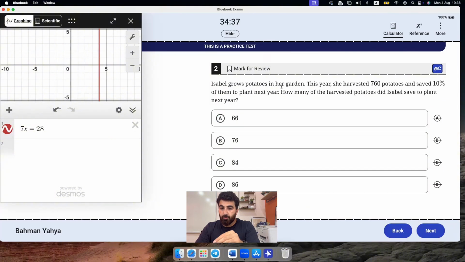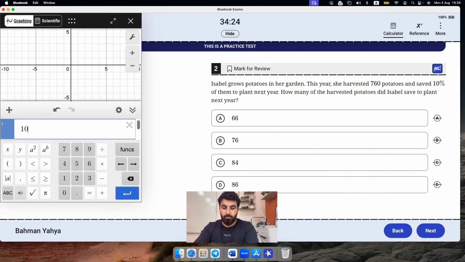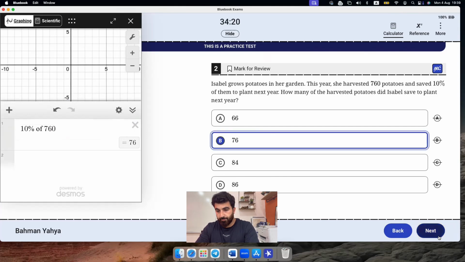Isabel grows potatoes in her garden. This year, she harvested 760 potatoes and saved 10% of them. How many of the harvested potatoes does she save? So we are just finding 10% of 760. On Desmos, you can easily write 10% of 760, which is 76.